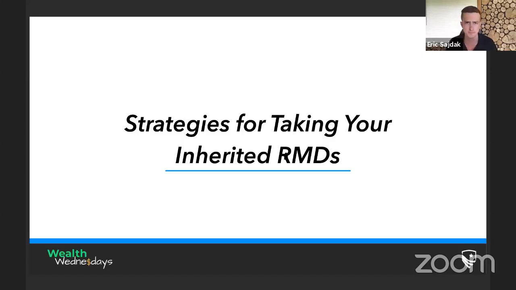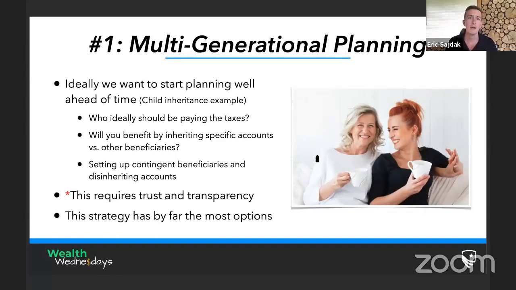Okay, so what strategies can you use to take inherited accounts properly without messing up your situation? Well, number one, which offers by far the most options, is what I would call multi-generational planning. So this will happen both when you're thinking about passing on an inheritance to your children, but also if you will get an inheritance from your parents or from a relative that you have. Ideally, you want to start planning well ahead of time.